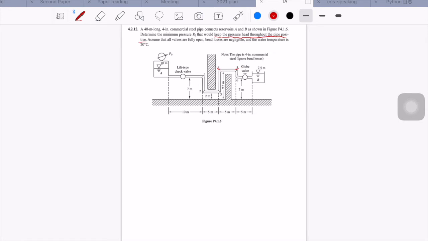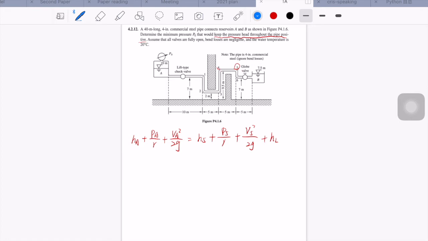So which point should we apply the energy equation between the reservoir A and? We should choose point 5, since it is further from reservoir A, and therefore more head losses have occurred. So we write the energy equation between reservoir A and point 5. HA plus PA divided by gamma plus VA squared divided by 2G equals H5 plus P5 divided by gamma plus V5 squared divided by 2G plus head loss.